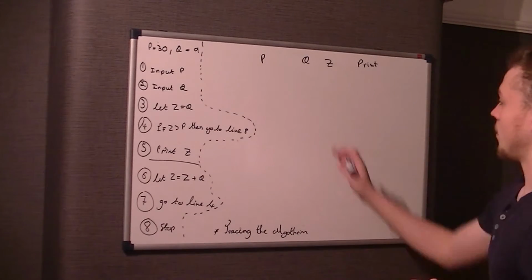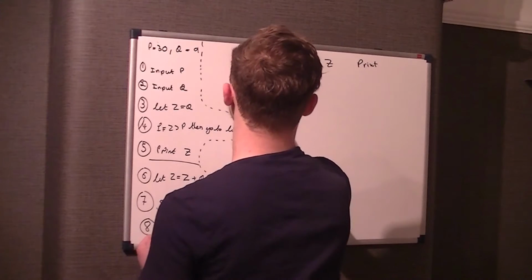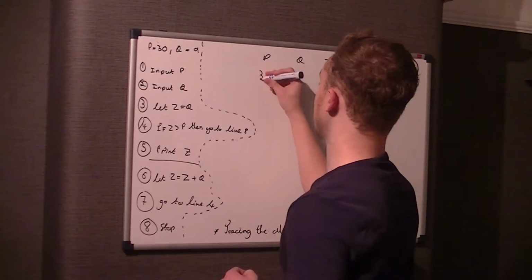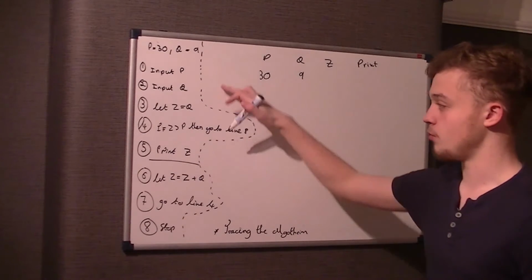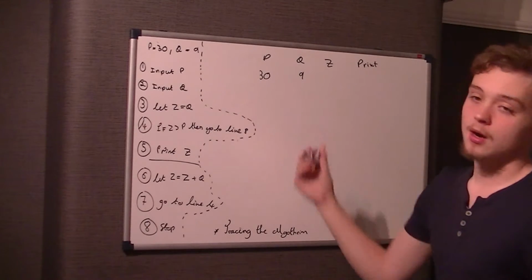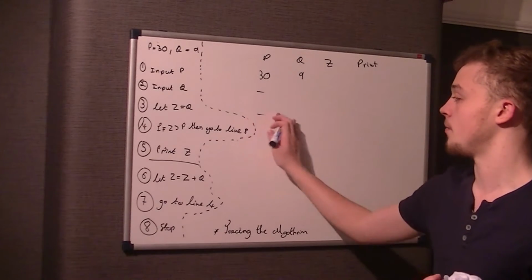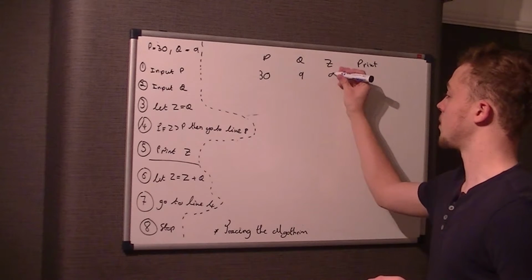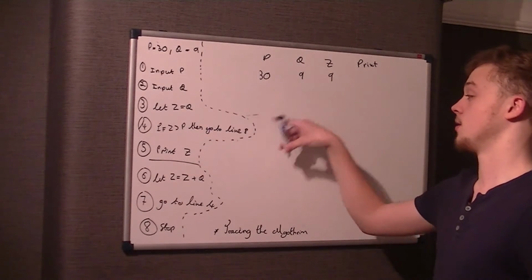Probably could space out a little bit more actually. So P, Q, Z. The first ones, we let P be 30 and Q be 9. For each line, we don't change P after we input it, so we keep writing 30 on each line for P, or you could just put a little dash in each line, it's up to you. Anyway, let Z equal Q, so Q equals 9, Z equals 9, and then if Z is greater than P, which it isn't, go to line 8.